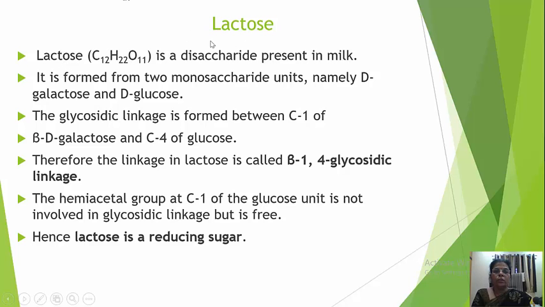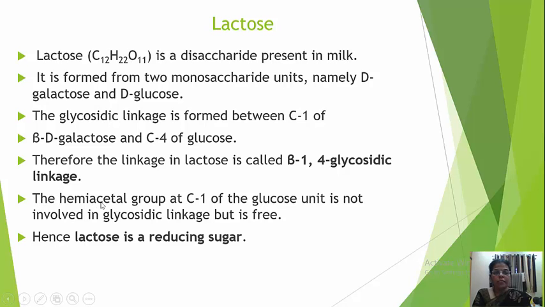Now lactose. Third example, lactose. Molecular formula of lactose is C12H22O11. It is a disaccharide present in the milk. It is formed from 2 monosaccharide units, namely D-galactose and D-glucose. The glycosidic linkage is formed between carbon number 1 of beta-D-galactose and carbon number 4 of glucose. Therefore, the linkage in lactose is called beta-1,4 glycosidic linkage.